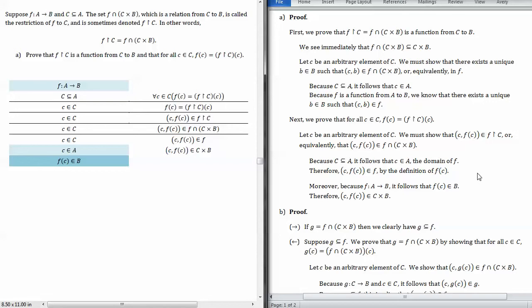Okay, and then we're still aiming for this last goal here. And for that I need to know that c is in C, which I already have. And I also need to know that f of c is in B. And so for that, well, if c is in A and this is a function from A to B, then the image of c under f has to be in the second set B, right?